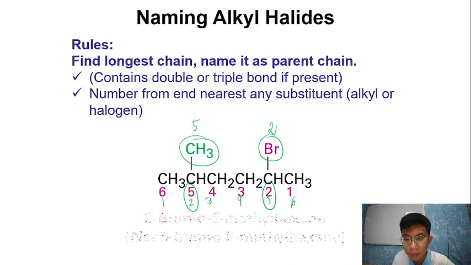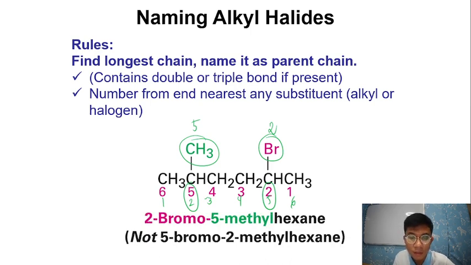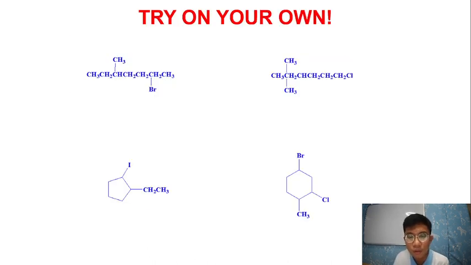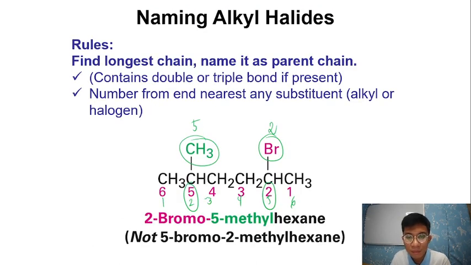So, what will be the name? If we will give the systematic name of this organic compound, it will become 2-bromo-5-methylhexane. Kasi we have 6 carbons. So, it's not 5-bromo-2-methylhexane. So, this is wrong because alphabetized naman siya, pero dapat kasi mas mabigyan natin ng mas mababang number yung inyong una sa alphabetization. Okay? O, ito na naman. So, you use those rules in naming your alkyl halide.